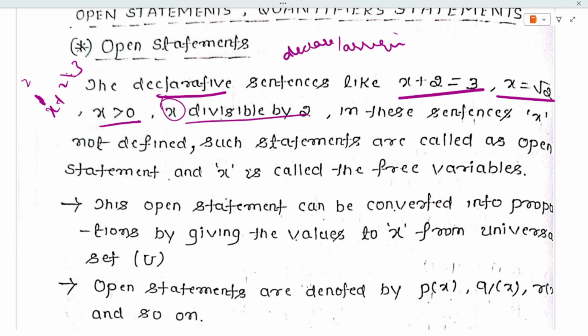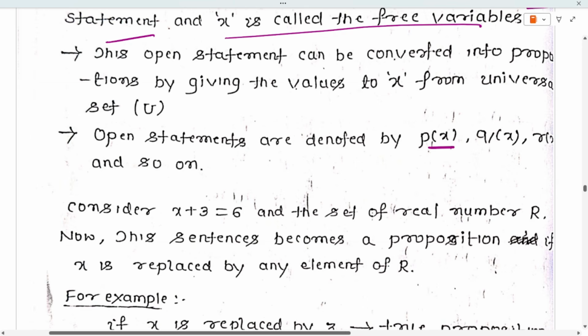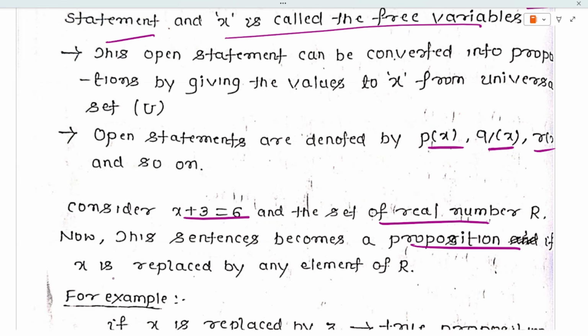In such statements, x is called the free variable. You can vary the x value to anything. Such statements are called open statements, the undefined statements. Open statements are denoted by p of x, r of x, q of x, and so on. x plus 3 is equal to 6 over the set of real numbers, and this becomes a proposition if x is replaced by any element of R.